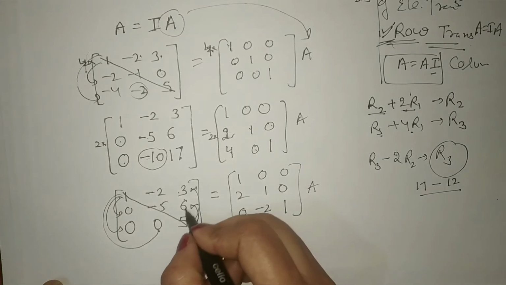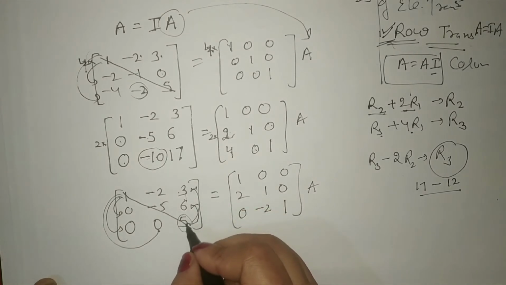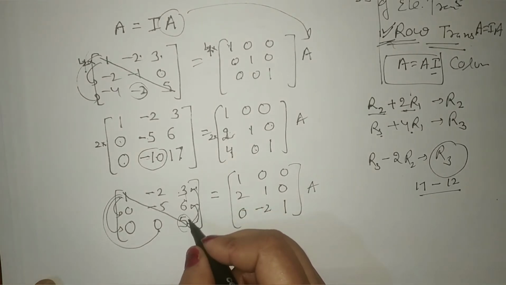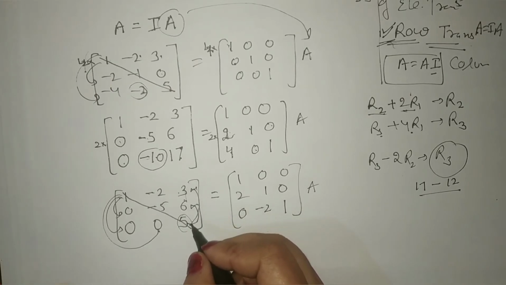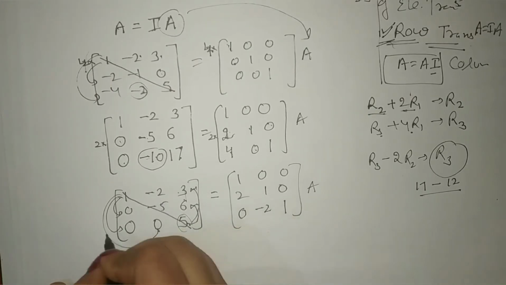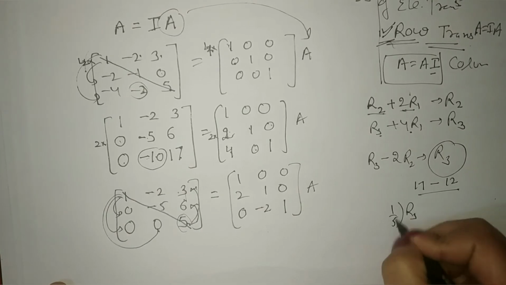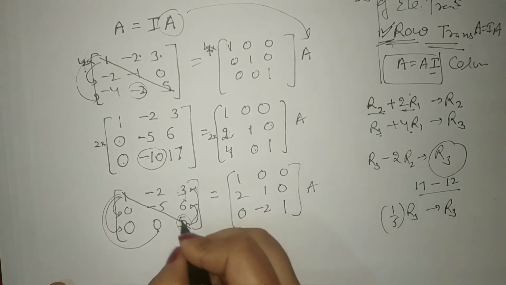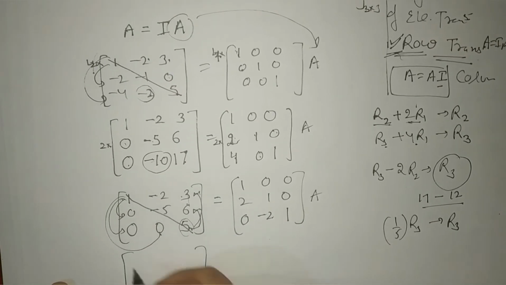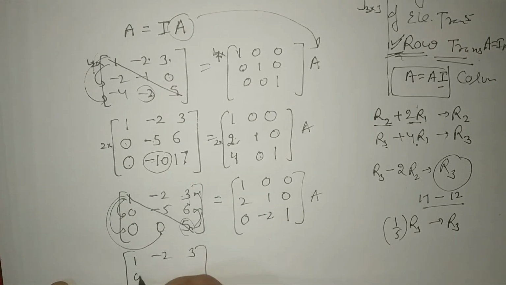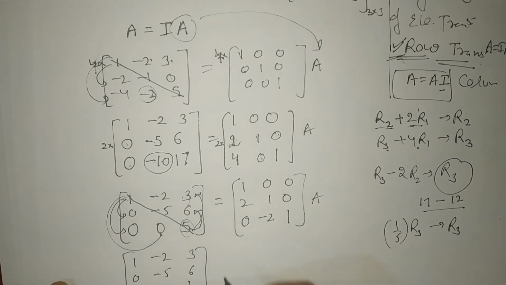To make these two elements 0 with the help of 5, if we have 1 here, then the operation will be easy to perform. So to make this 1, we multiply row 3 by 1 upon 5, so that we get 1 here. So 1, minus 2, 3, 0, minus 5, 6 as it is, 0, 0, 1 will be there.